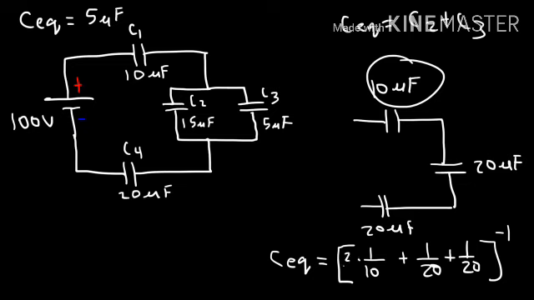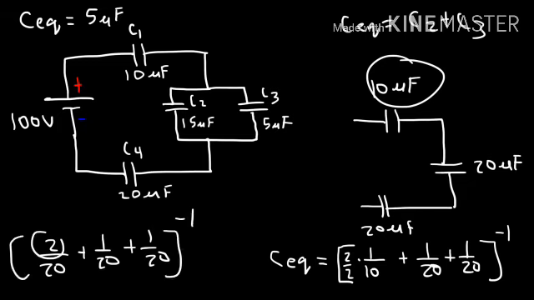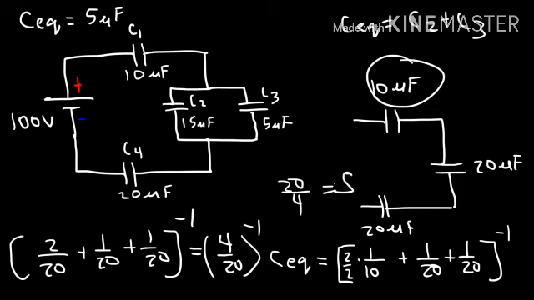Multiply this fraction by 2 over 2 to get common denominators. So that becomes 2 over 20 plus 1 over 20 plus 1 over 20. And then add the numerators of the fractions. So 2 plus 1 plus 1 is 4. So what we now have is 4 over 20 raised to the minus 1. Now to raise something to the negative 1 power, you need to flip the fraction. So it becomes 20 over 4, which is equal to 5. So that's the equivalent capacitance of the circuit.